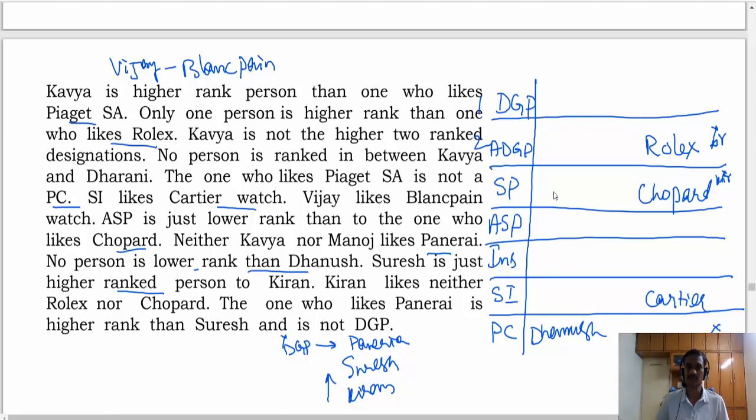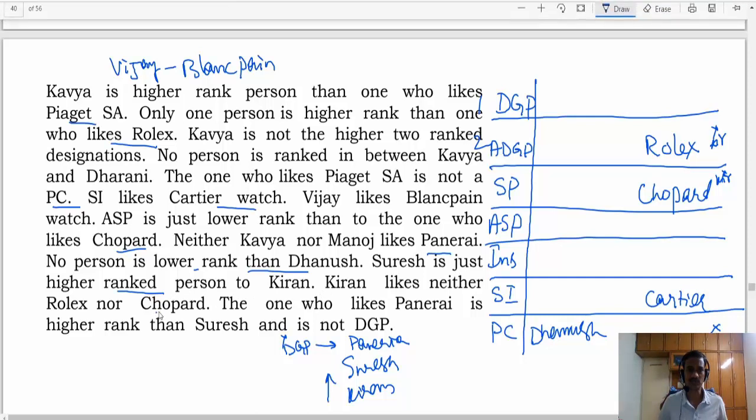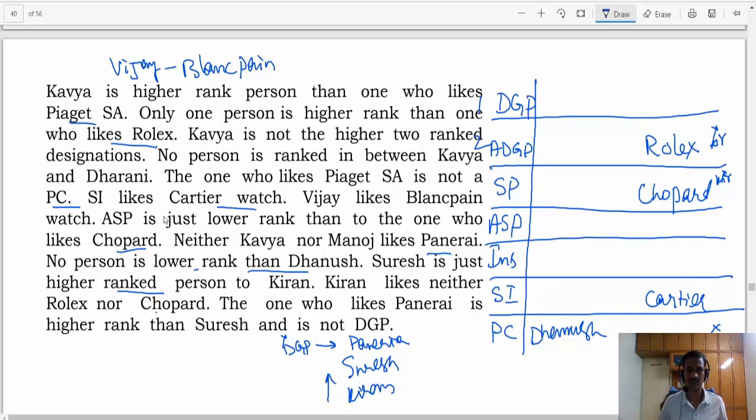What is the next possibility we have? Now Panaria cannot be here. Hence where should this Panaria be? Panaria must be ASP. Now Chopard is this one. One minute. Suresh is just higher rank than Kiran. Kiran likes neither Rolex nor Chopard. Panaria is higher rank than this one. ASP is just lower rank than the one who likes Chopard. Chopard is here. Then next one.